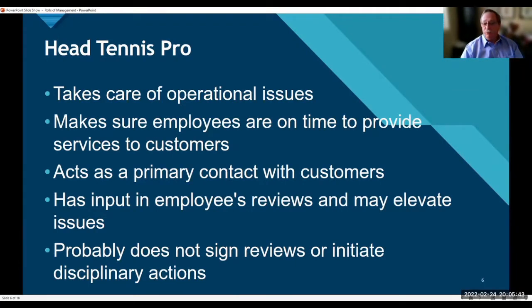And again, if you're doing reviews, it's because someone's not doing their job. Otherwise, there should be a professional development plan. This person probably does not sign reviews or initiate disciplinary actions. In this world that we live in now, when an employee disciplines another employee and they don't follow the law, that's a good case for a lawsuit. And we don't want these people doing it because they're not trained to deal with the legal issues in line. Okay, so that's a tennis pro.